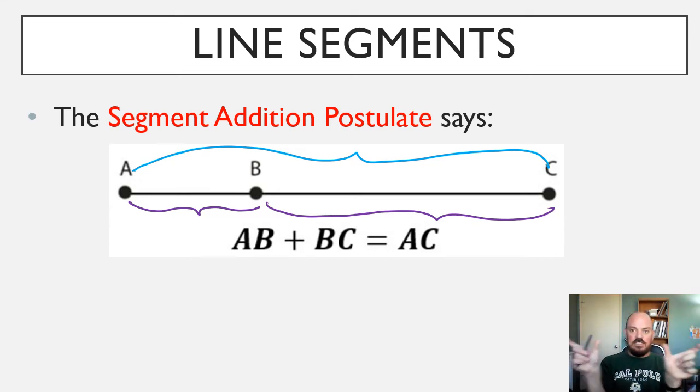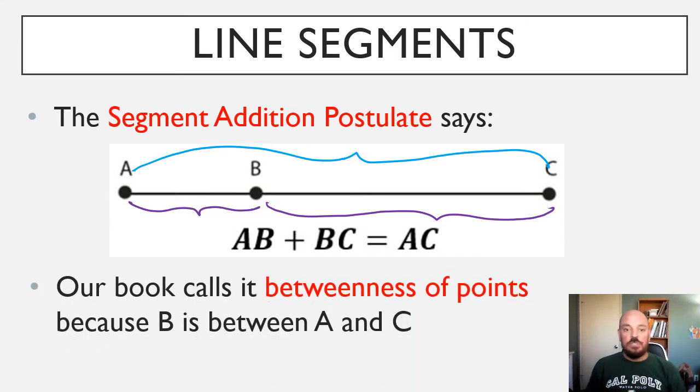I mean, you take two line segments and stick them together, the whole thing is going to be the two added together. So that's what a postulate is. Pretty easy. We don't need to prove it because it's just obvious. Now, just so you know, most books call it the segment addition postulate, but our book calls it betweenness of points. It doesn't really matter what you call it, it's the same thing.